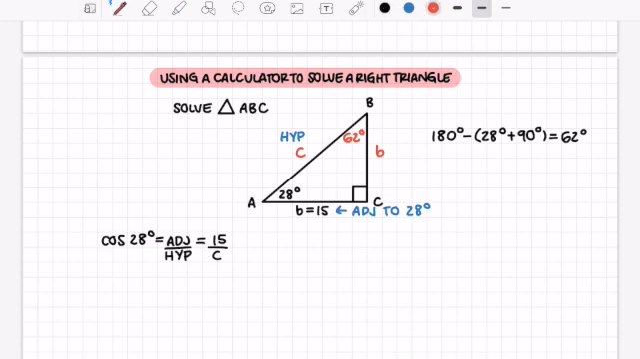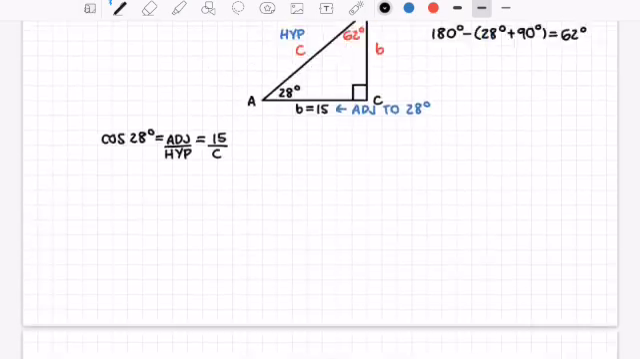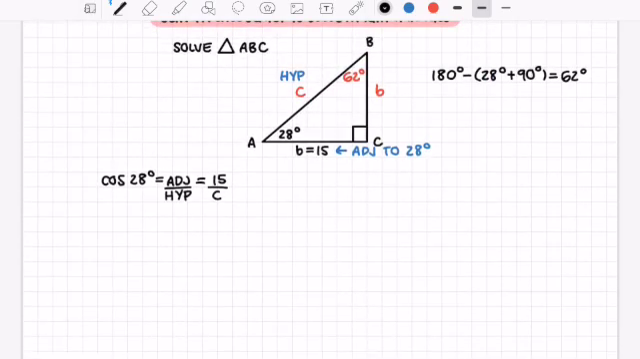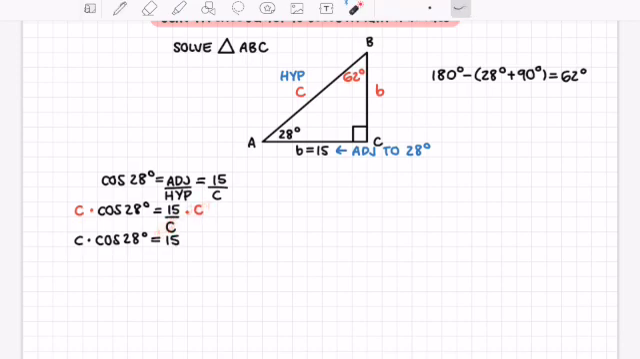So I'm going to get the cosine. Let me just get some more space here. I have here cosine 28 degrees equaling 15 over C. I'm going to move the C so that I can isolate it. So all I'm going to do is multiply C to both sides. And that will give me C times cosine of 28 degrees equaling 15. Because again, that just cancels out the C from the top and bottom.